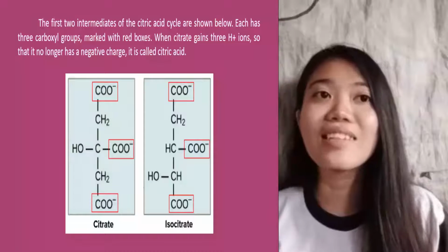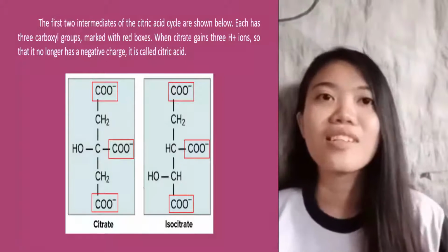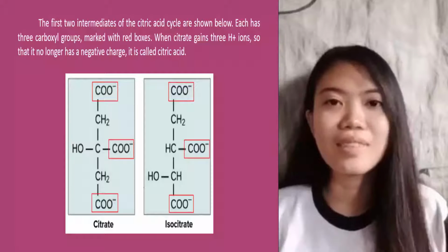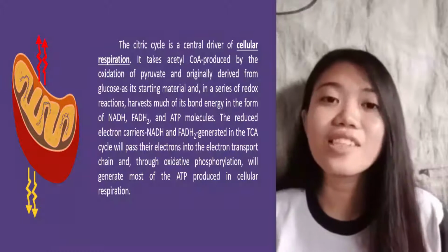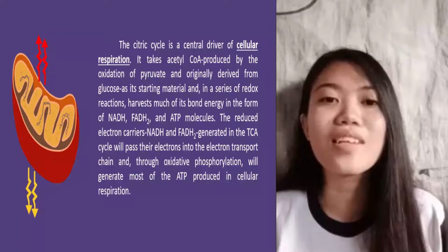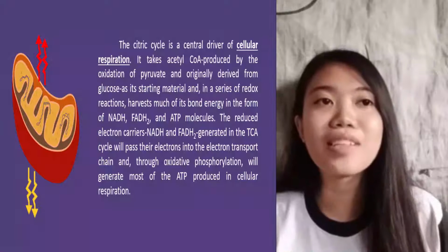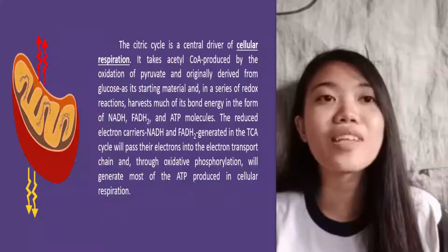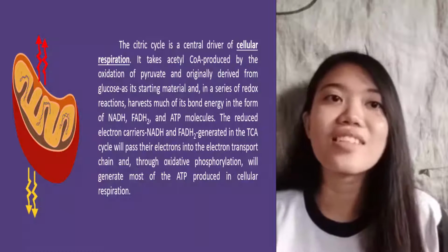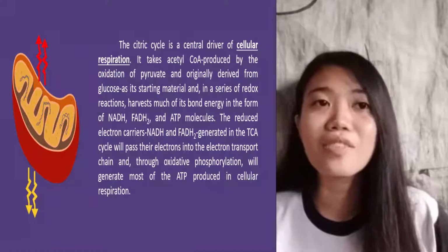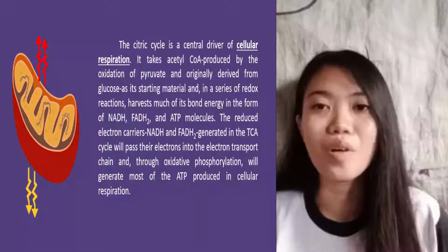And when citrate gains 3 hydrogen ions so that it no longer has a negative charge, then it will be called citric acid. The citric acid cycle is the central driver for cellular respiration. Cellular respiration is the metabolic pathway that breaks down glucose and produces ATP. So it takes acetyl coenzyme A, which is produced by the oxidation of pyruvate and originally derived from glucose, as its starting material, and in a series of redox reactions harvests much of its bond energy in the form of NADH, FADH2, and ATP molecules.